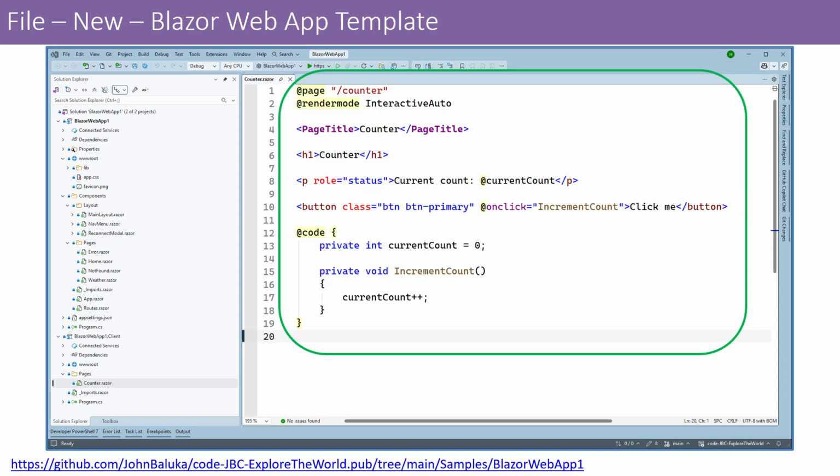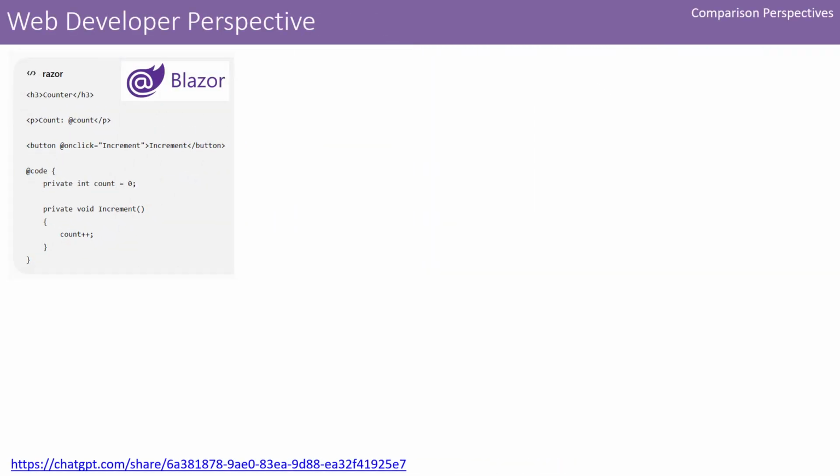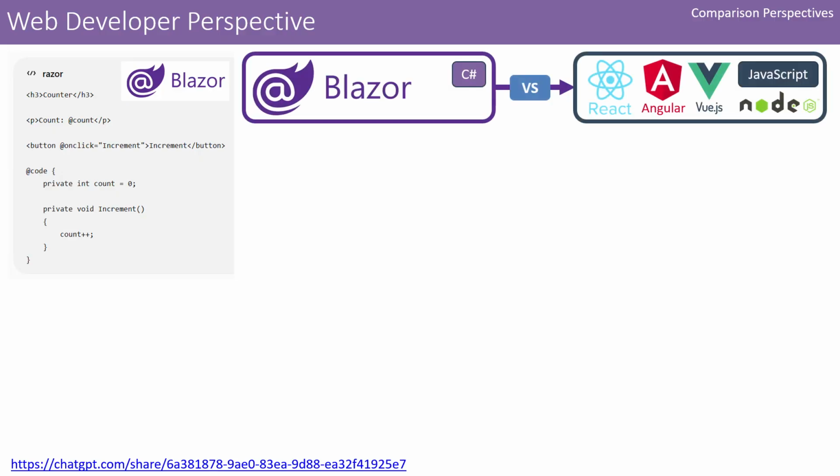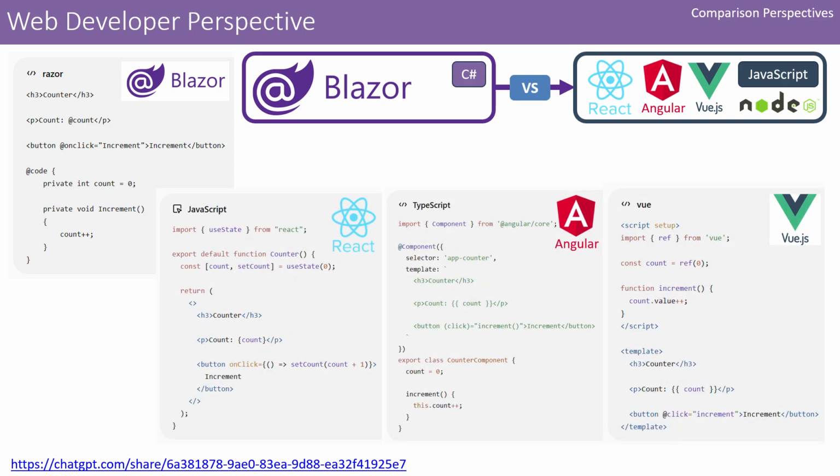When you look at that code a little closer, you see this example, and the counter example is probably looked at the most, of how you can wire up Blazor code within the HTML. So a lot of people take this example and compare it to others, like React, Angular, and Vue, and you'll find some examples out there. I went ahead and generated some of what that looks like.